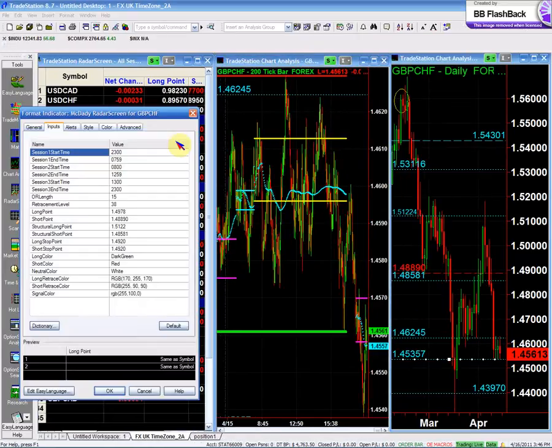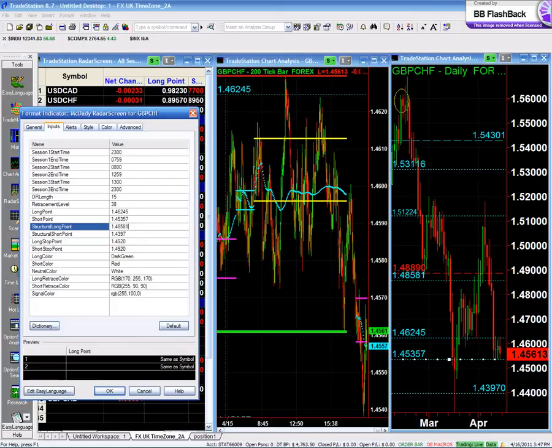So your buying point is 146.24, and your selling point is 145.357. Your structure short is 143.97, and your structure long is 148.58.